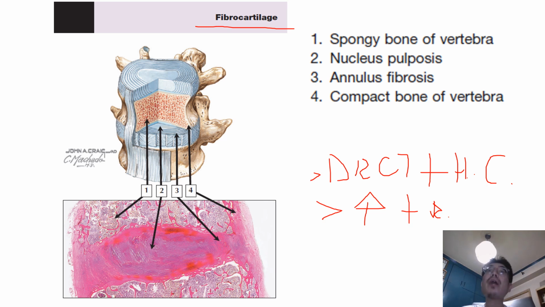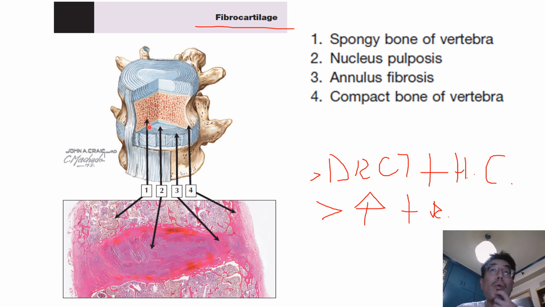In contrast to the other two types of cartilage, fibrocartilage has no distinct perichondrium, blending imperceptibly with the surrounding connective tissue or hyaline cartilage. Its matrix, as we can see here, is intensely eosinophilic due to the presence of numerous collagen fibers. Shown here is a schematic and the corresponding light micrograph of an intervertebral disc.